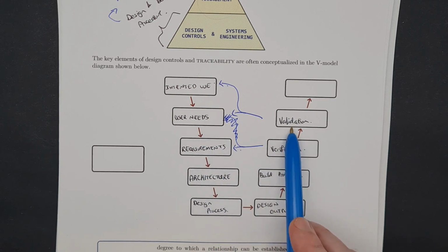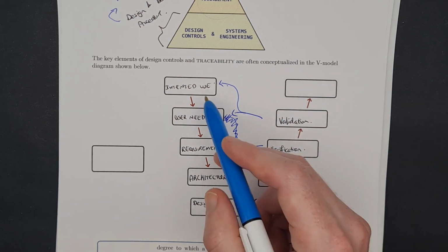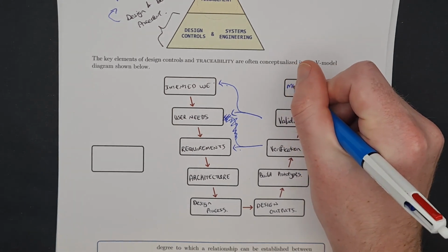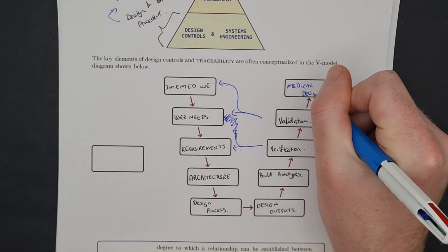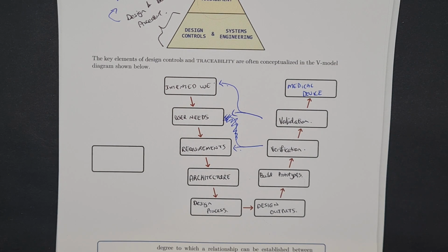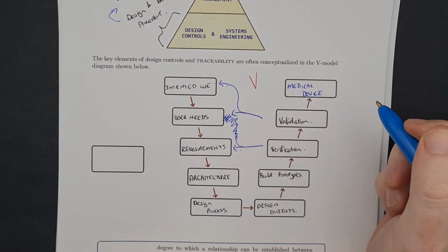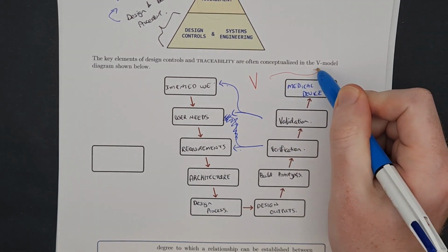But what will show us evidence of that will be validation testing, such as clinical trials, for instance. And once we've stepped through all this, we'll arrive at our medical device. And as you can see by the nature of this diagram, it is in the shape of a V, hence it gets called the V model.